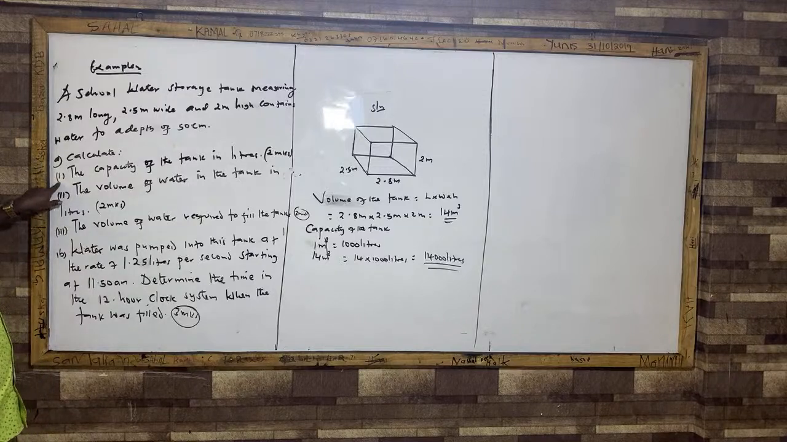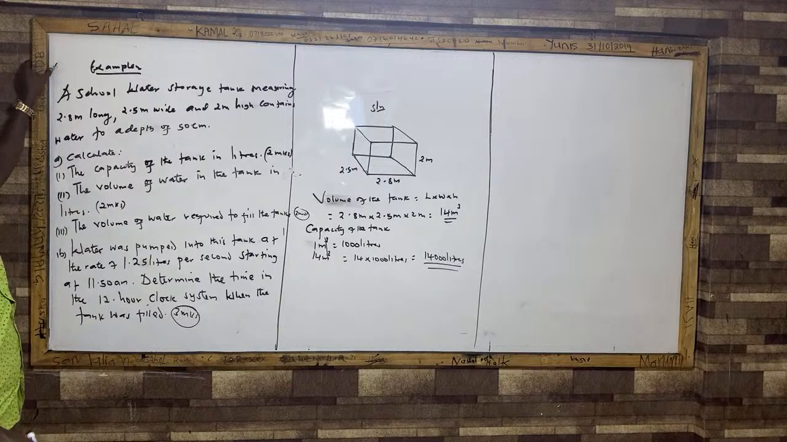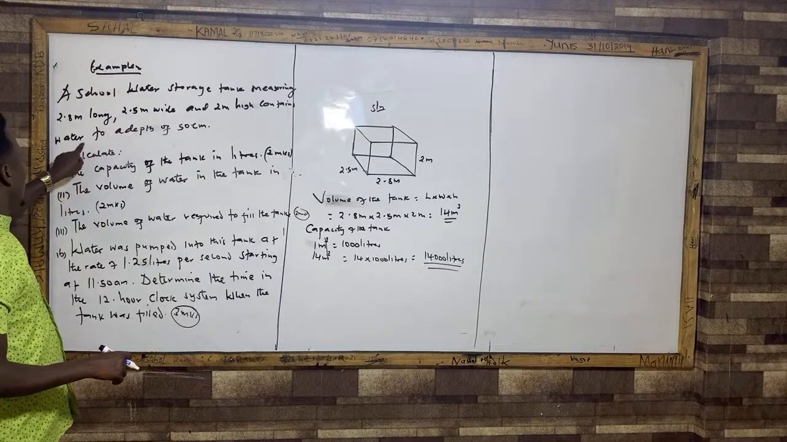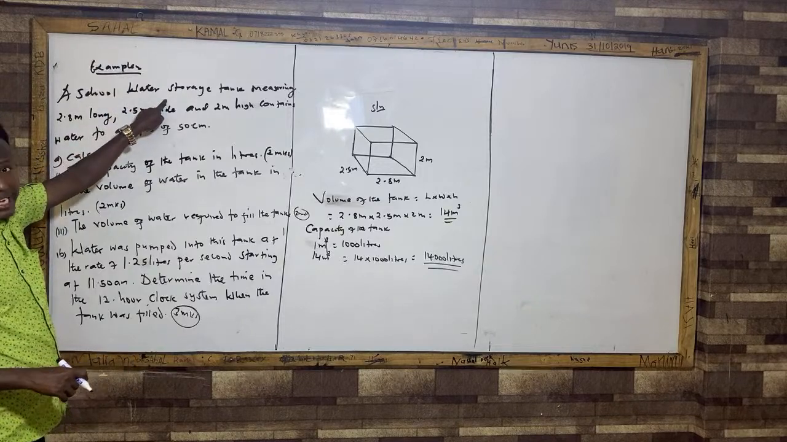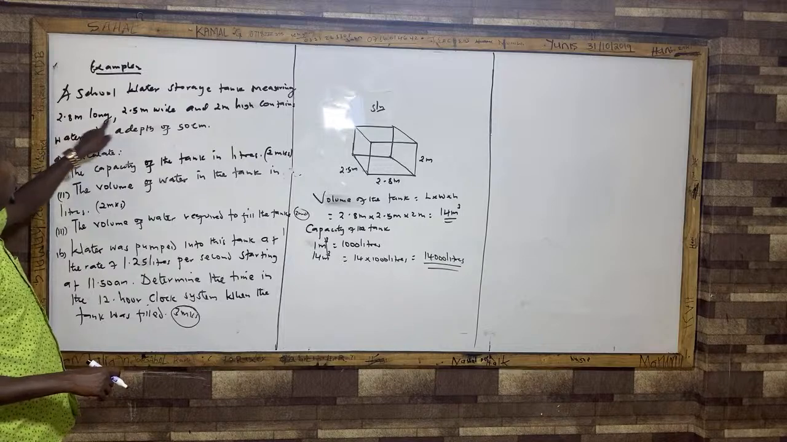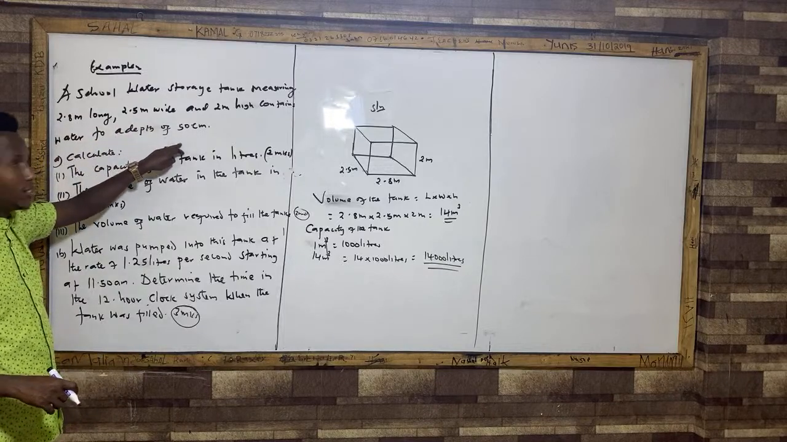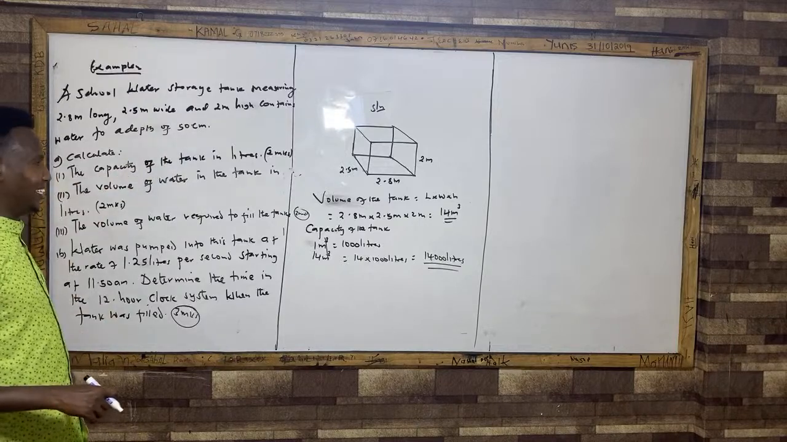We are done with question A number 1. Then we will proceed to question A number 2. We are told the volume of water in the tank in liters. Look here, come back to the question. You're told a school water storage tank measuring 2.8 meter long, 2.5 meter wide, and 2 meter high contains water to a depth of 50 centimeter. So this is the height of water in the tank.